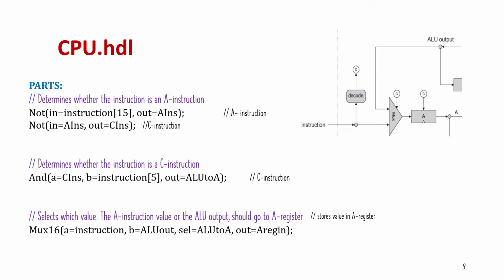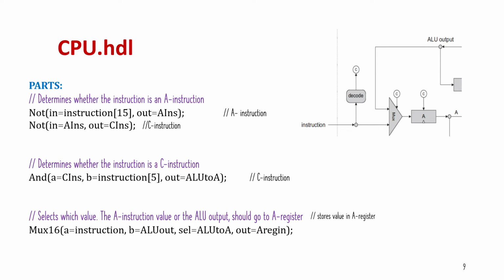So we have four gates here which allow the CPU to perform certain functions. In the first line of code, a NOT gate is used, which determines whether the instruction is an A instruction. Before that, let's take a look at this diagram above.